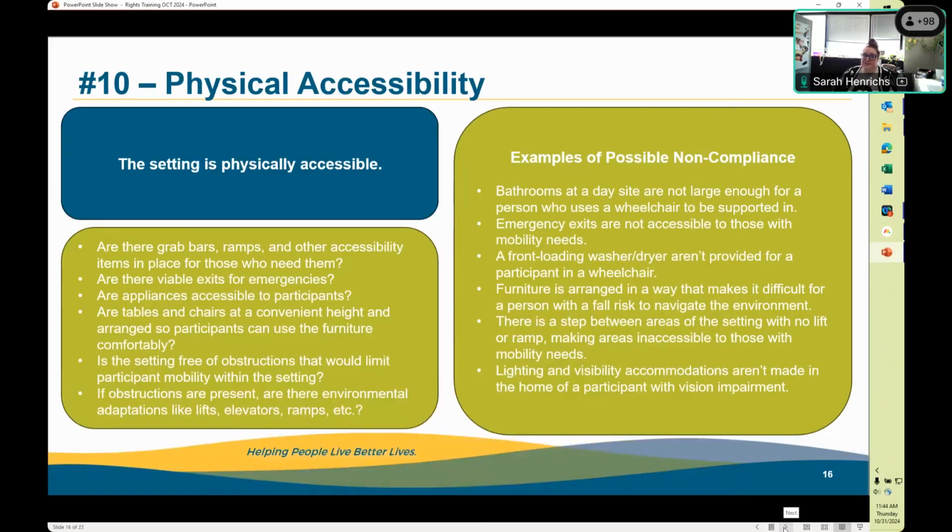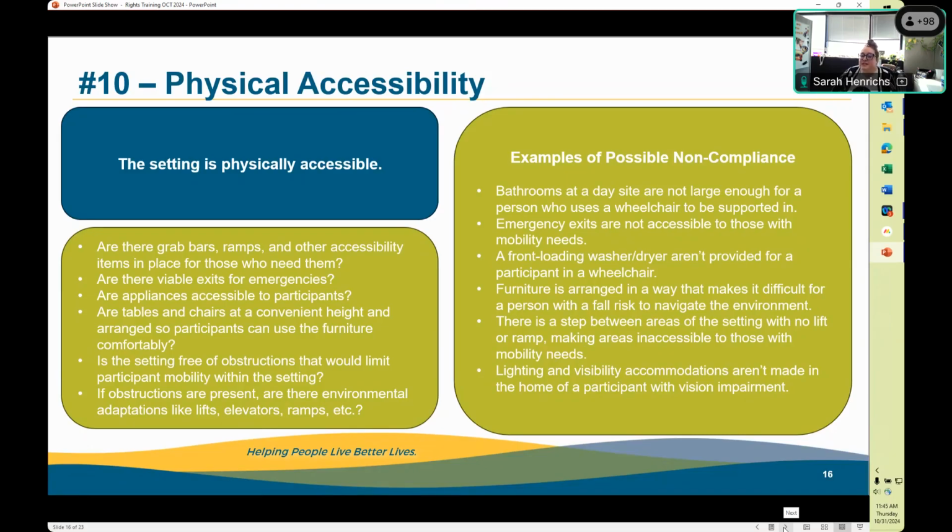And the last piece is physical accessibility. The setting must be physically accessible, so either grab bars, ramps, and other accessibility items for those who need them. Are there viable exits in emergencies? Are appliances accessible to participants? Are tables and chairs at a convenient height and arranged so participants can use furniture comfortably? Is the setting free from obstructions that would limit participant mobility? And if obstructions are present, are there environmental adaptations like lifts, elevators, ramps, etc.?